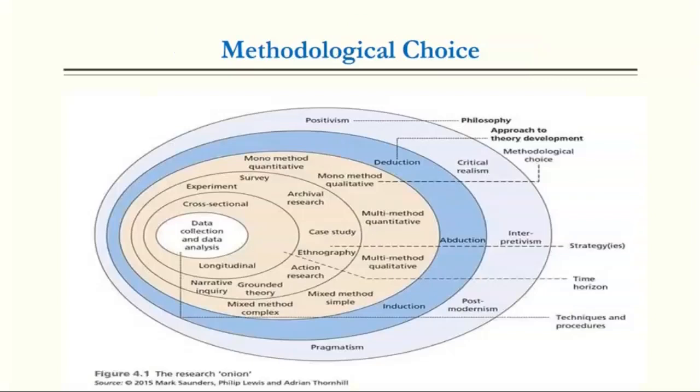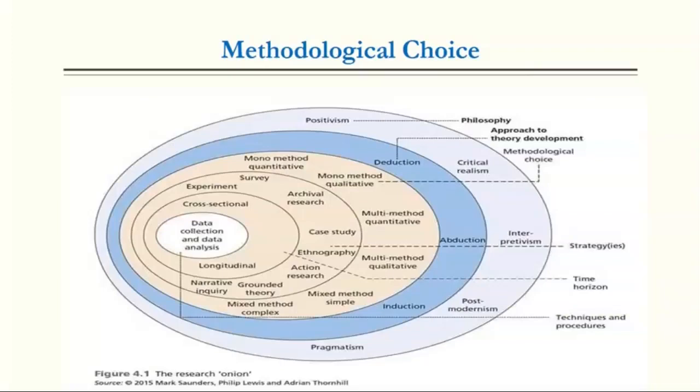Second, we have covered two layers. One is philosophical understanding. The second is approach to theory development. Next, you have methodological choice. Now here comes what kind of method you are going to choose. Whether you are going to choose quantitative methods, qualitative methods, or mixed methods. Now in this particular layer, as you can see here, mono method, quantitative.